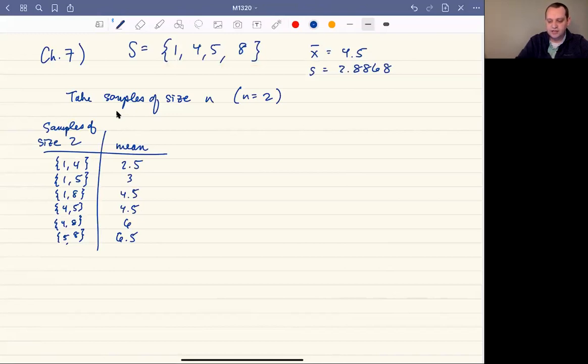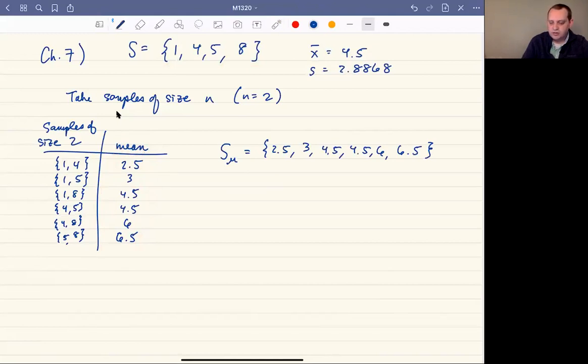And this is actually the set that we're going to study in this chapter. For whatever value of n you want, it doesn't matter, we're going to study the means of the sample means. We're going to study what is the mean of that set, and what is the standard deviation of this set. So we're going to think of this as a new set. Let's call it S sub mu. So this is going to be 2.5, 3, 4.5, 4.5, 6, and 6.5. That's our new set, the set of all the means.